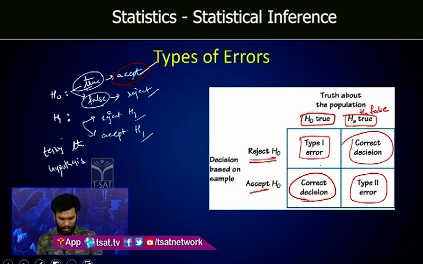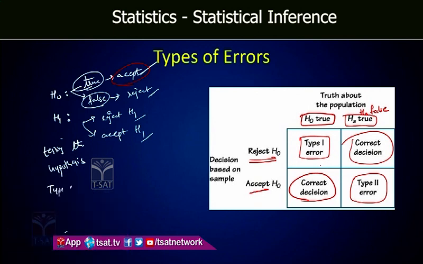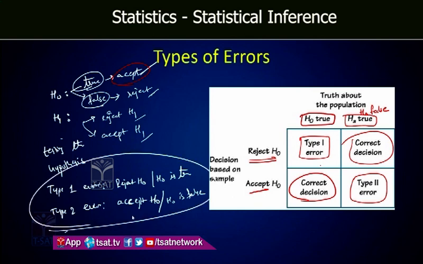So we'll write what are these type 1 error and type 2 error. Type 1 error is when you reject H naught when H naught is true. Type 2 error is when you accept H naught when H naught is false. So these things you have to remember, that is very very important. What is type 1 error and what is type 2 error?